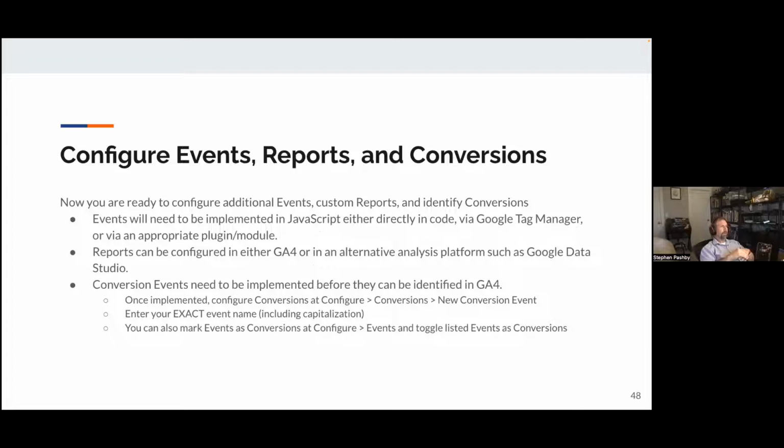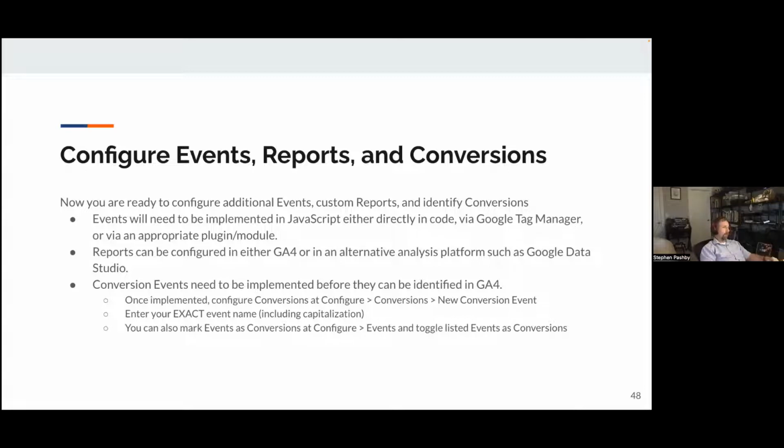Configuring events, reports, and conversions. Once you've got everything tracking, you can add additional events. You can either implement them in JavaScript directly, or, and this is what I'd recommend, Google Tag Manager. If you have played with Google Tag Manager before, they have a really handy tag for a Google Analytics 4 event. And then you can just define your properties by adding properties and then hooking up to Google Tag Manager variables. A lot of the plugins also provide some event tracking that's added in there.